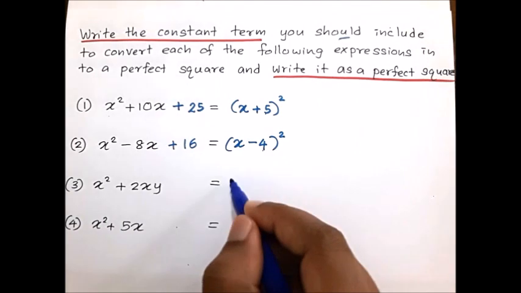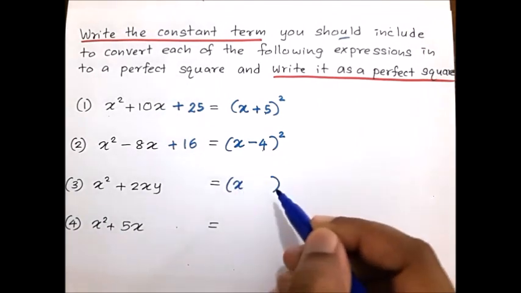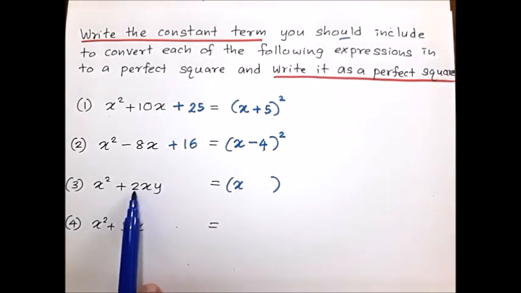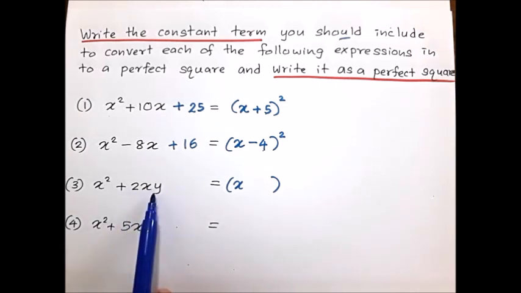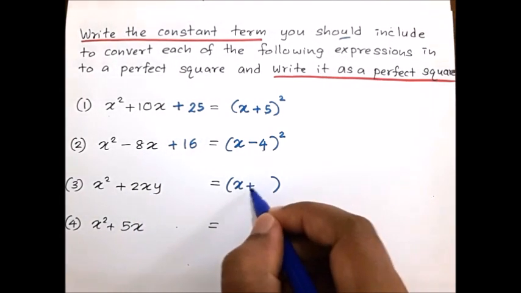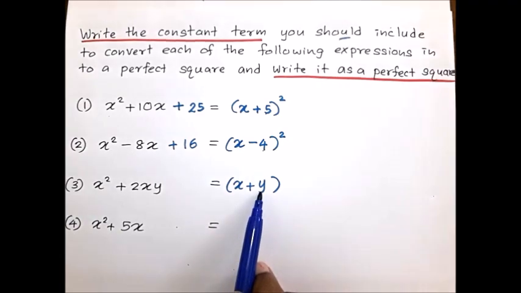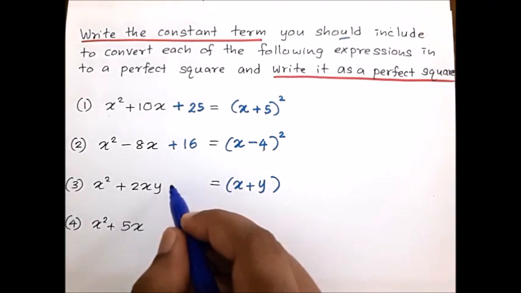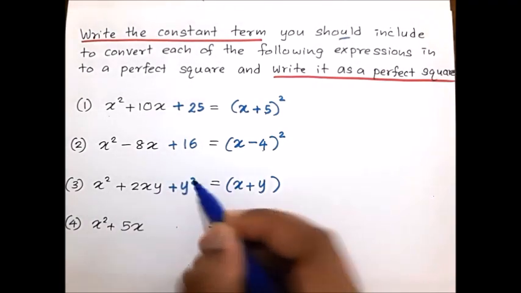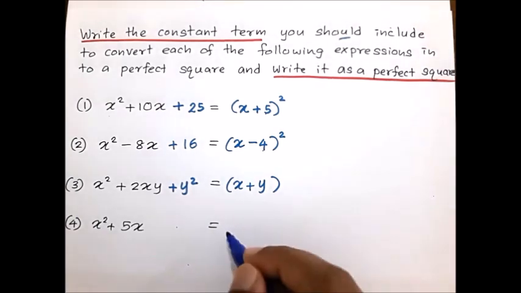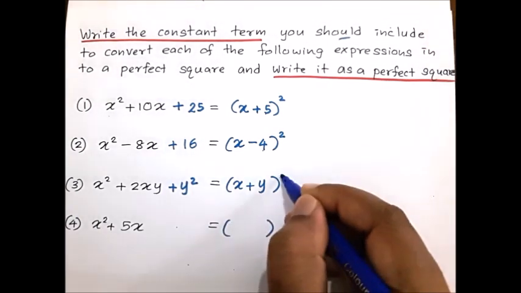First term x. So write x here. Then divide the coefficient of x by 2. Coefficient of x is here 2y. 2y divided by 2 is y. Then square this term to obtain this one. It is y to the power 2. Fourth one. Here you have to write the square.